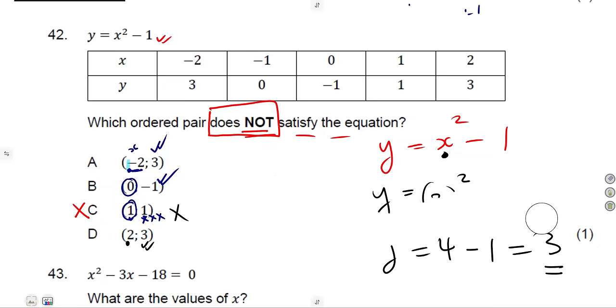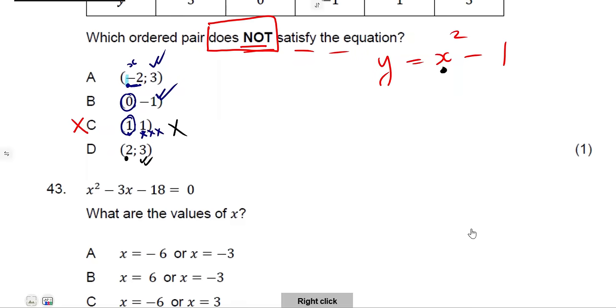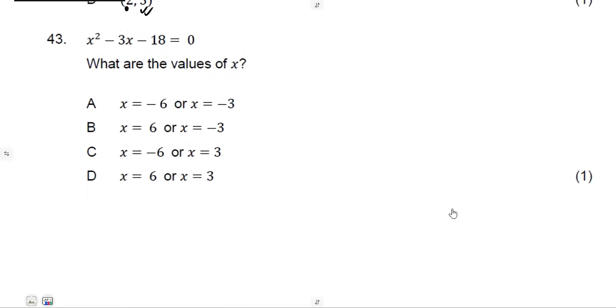All right. So that is, guys, just a trial and error. You test the values that you're given in the answers, insert them into the equation and see which one gives the exact value or not. So according to these values, C was the one which does not correspond as an ordered pair. If you substitute the x value, it does not give the y value that is given there.